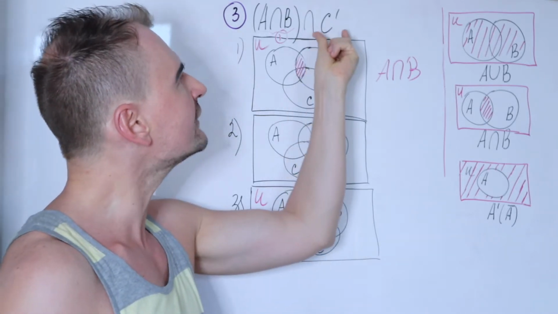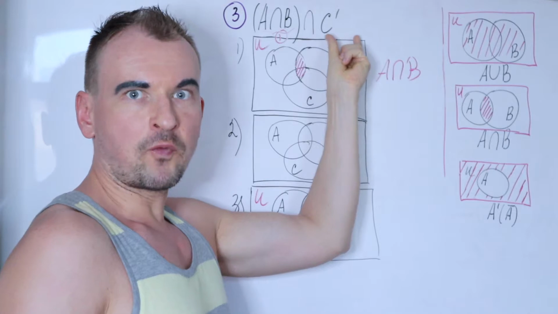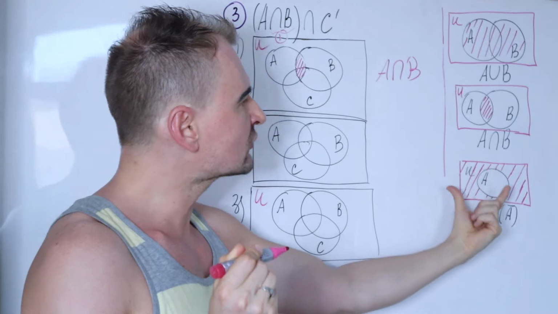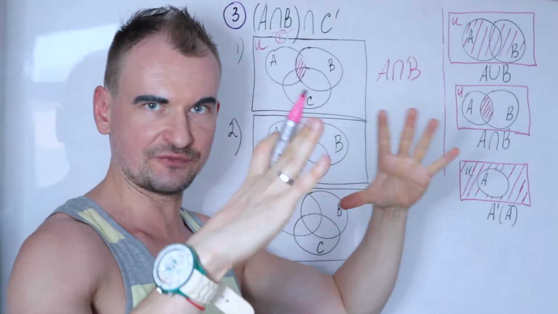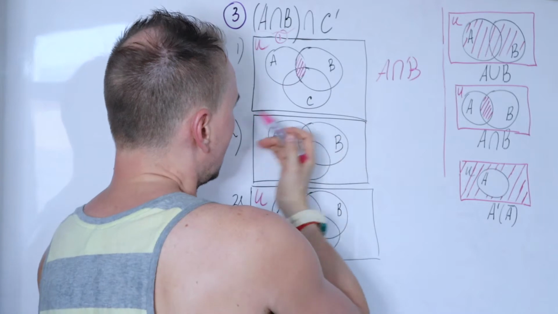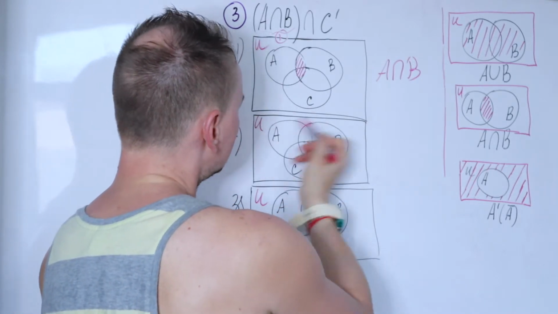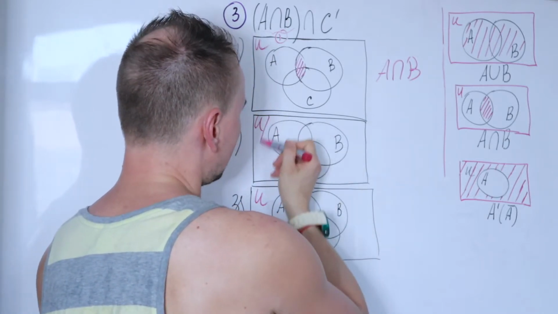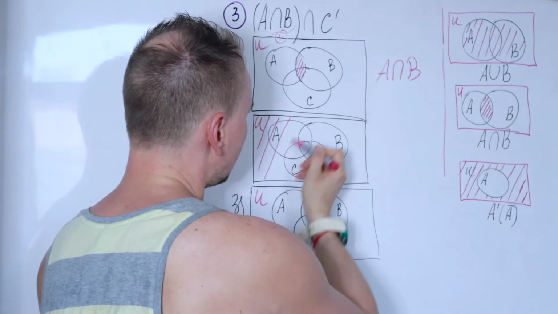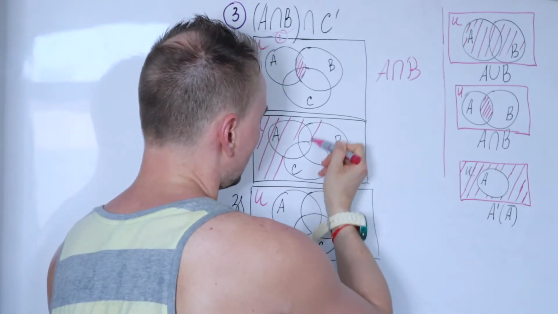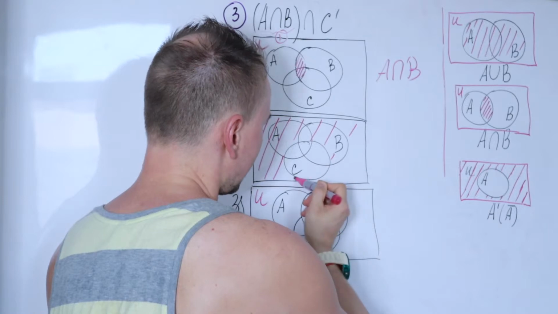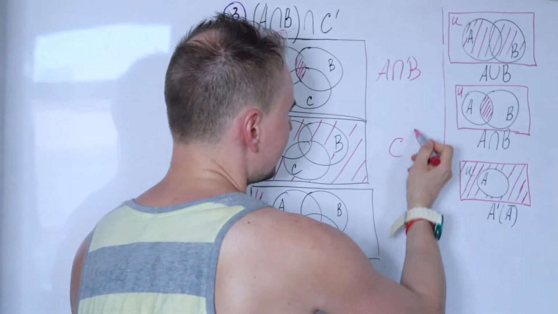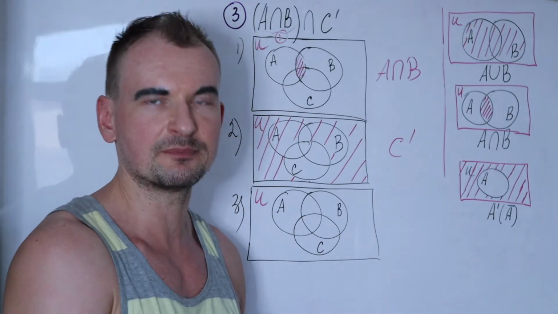Now, we need to perform the complement of set C. So it's going to be everything outside of C. So all parts of your picture just beside this C. So regardless of A, B, we can just simply ignore A and B, these two sets, at this point. So this is going to be the complement of C, C prime.